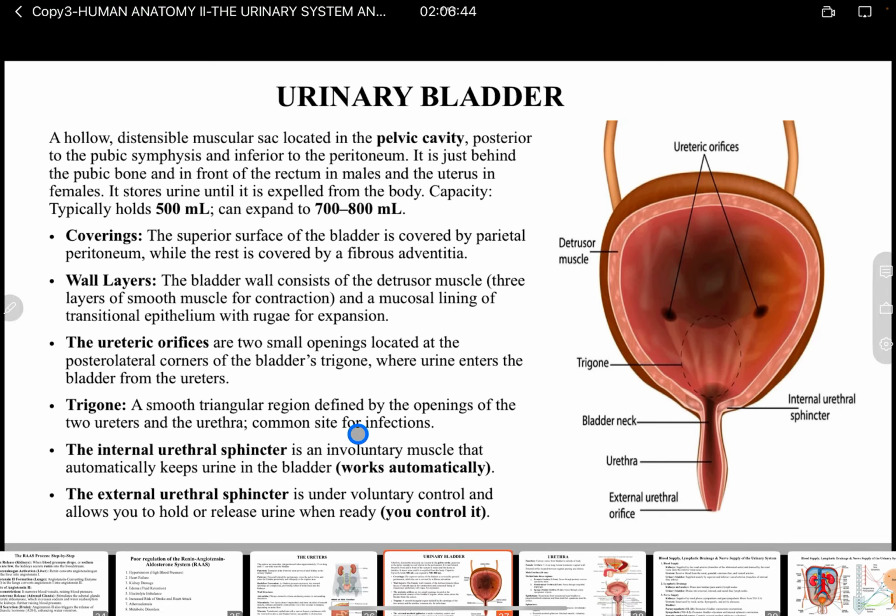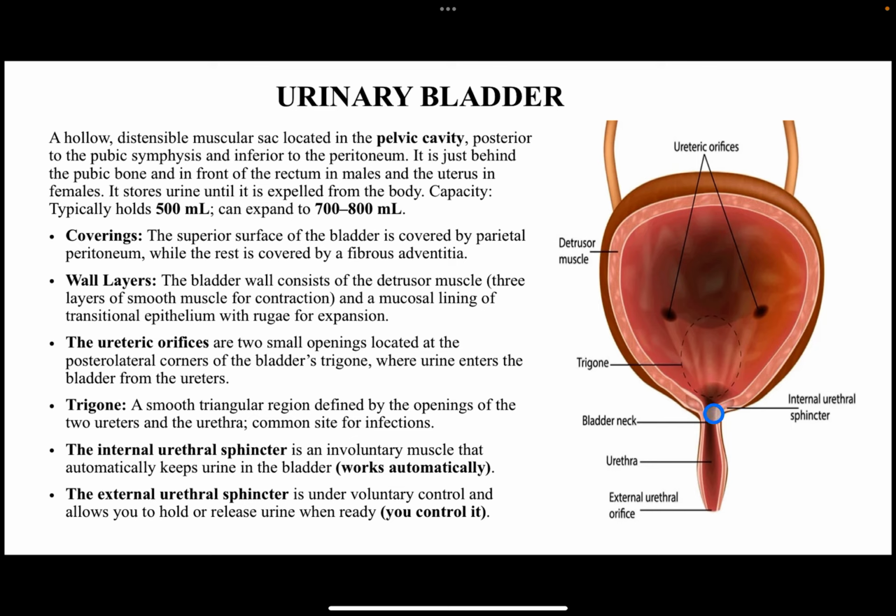Now, for males, just below the urinary bladder, we have a sphincter we call the internal urethral sphincter. From the internal urethral sphincter, we have the prostate gland. Just under the prostate gland, we have the external urethral sphincter and the urogenital diaphragm. It's not shown in this diagram, but I will show you another diagram which has those features. Is that okay? Good.